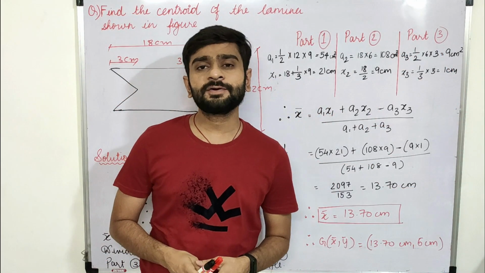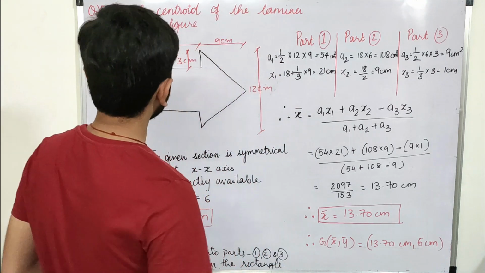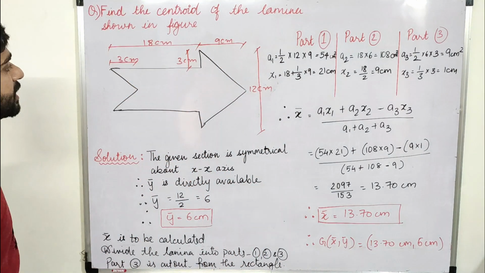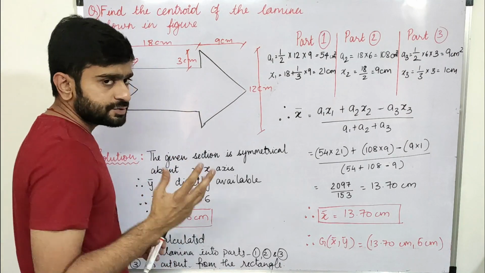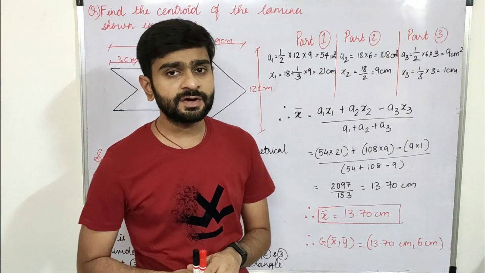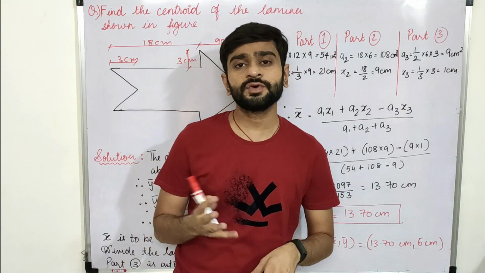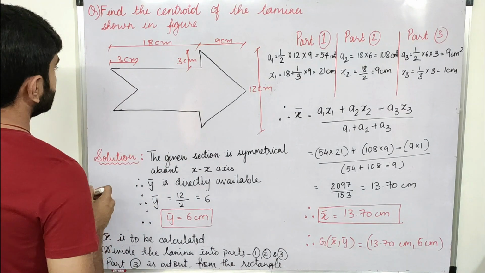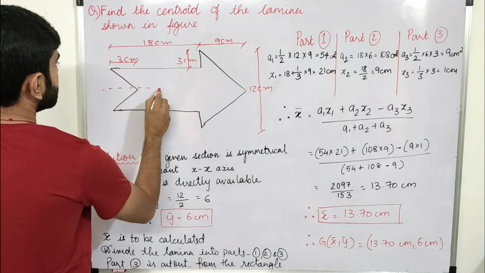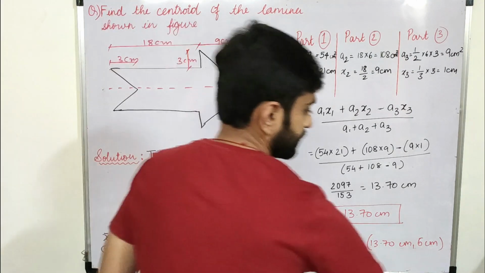Hello friends, welcome back to the 8th part of the topic centroid and center of gravity, where today we are going to find the centroid of this particular lamina where the dimensions are given here. And as usual, our first step will be to identify whether this shape is symmetrical or not, and if yes, then about which axis. So we can identify this as symmetrical about the x-axis if we can divide it from here, right? This is symmetrical about the x-axis.